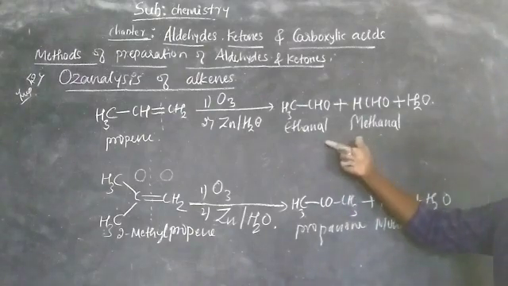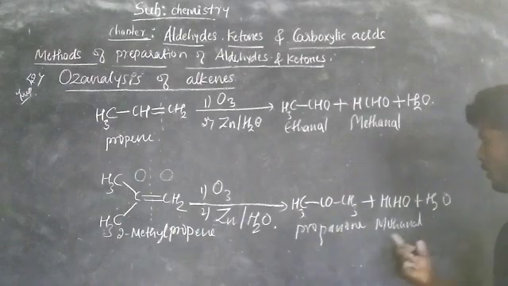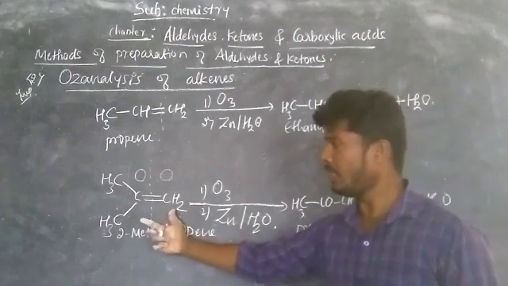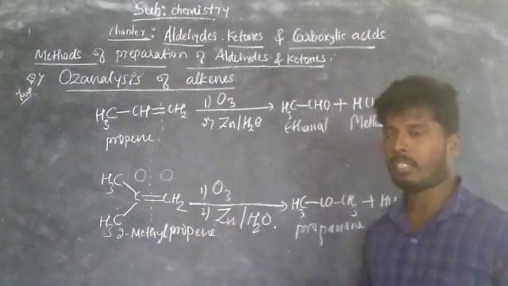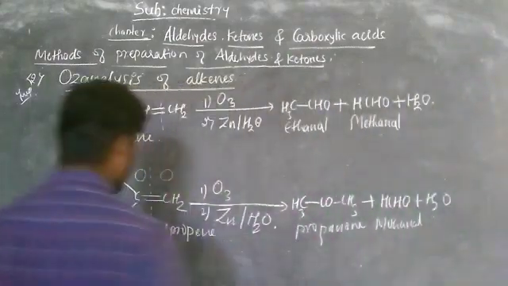See, in this step only aldehydes you get, but in this step you get aldehyde and ketone both. It means the products depend only on the type of reactant we have taken. This process we call ozonolysis. Then take the third method.